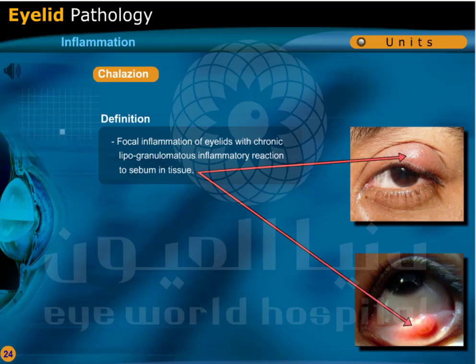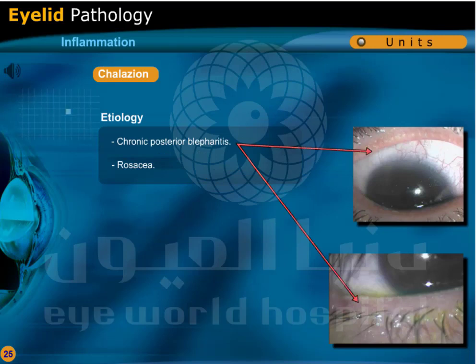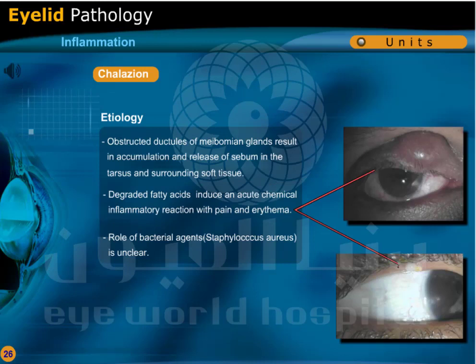Chalazion. A chalazion is a focal inflammation of eyelids with chronic lipogranulomatous inflammatory reaction to sebum in tissue. A chalazion may be due to chronic posterior blepharitis or rosacea. Obstructed ductules of meibomian glands result in accumulation and release of sebum in the tarsus and surrounding soft tissue.